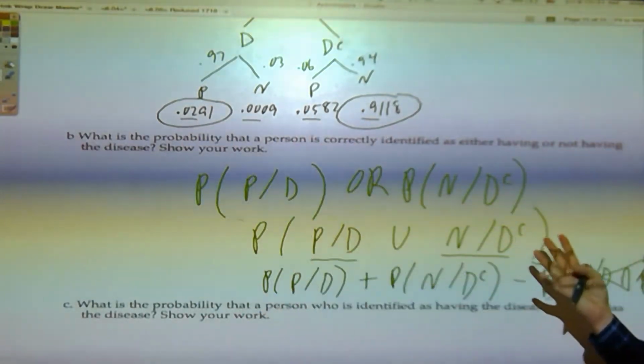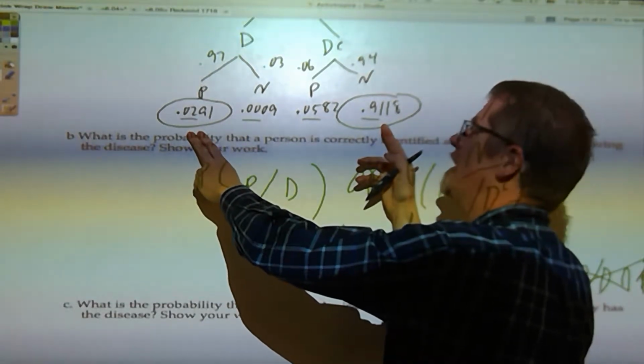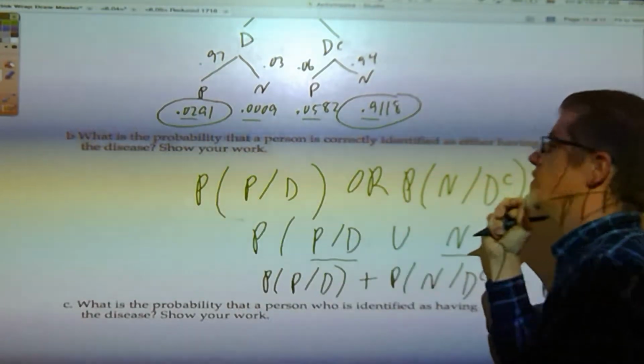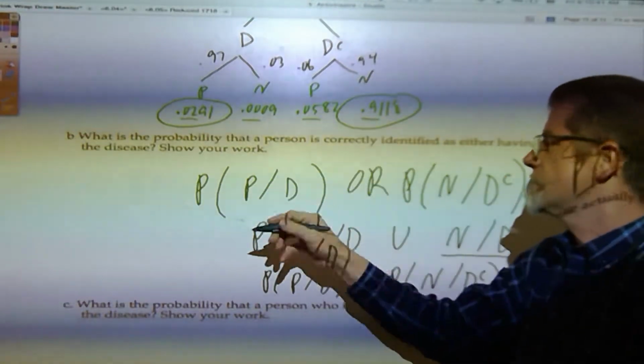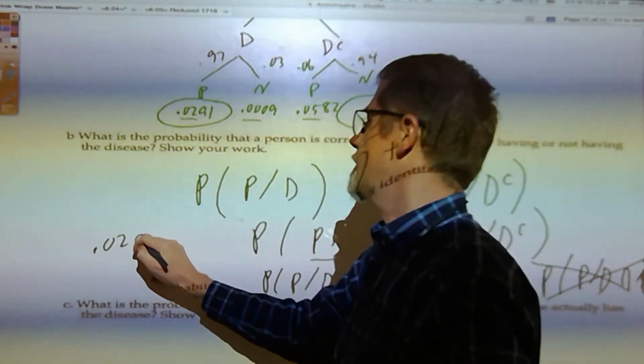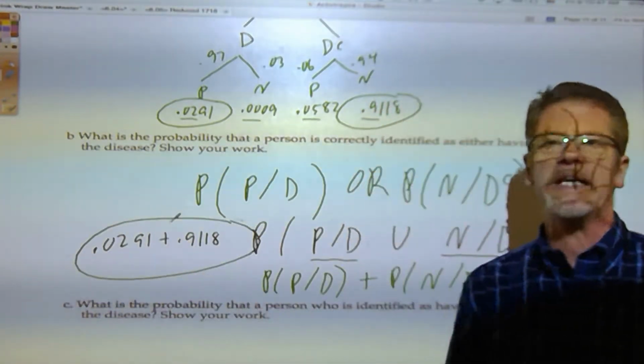If you ever get an answer to a probability question that exceeds the number 1, you know that someone has made a mistake. Very likely you made a mistake. But I don't know what you get when you add those 2 numbers, but the answer is whatever you get when you take that plus 0.9118. Any questions on part B?